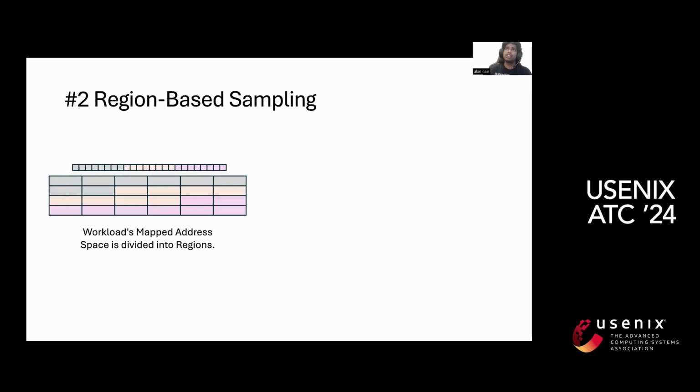The second approach, region-based sampling, makes linear scanning faster by reducing the number of PTEs to be scanned. The workload's mapped address space is divided into regions. One page table entry is randomly sampled from each region. The accesses to this page table entry are taken to represent accesses to the entire region.